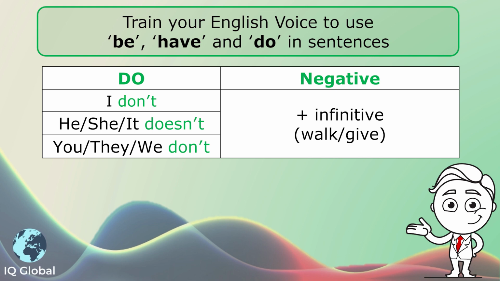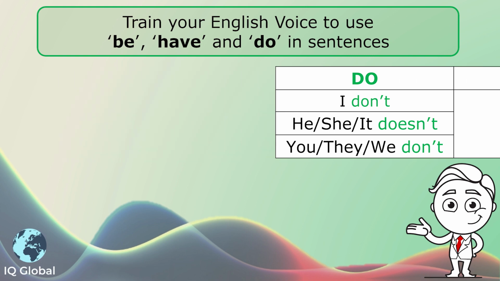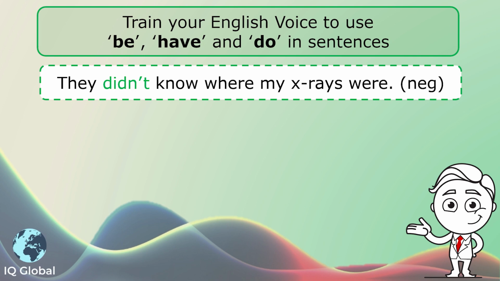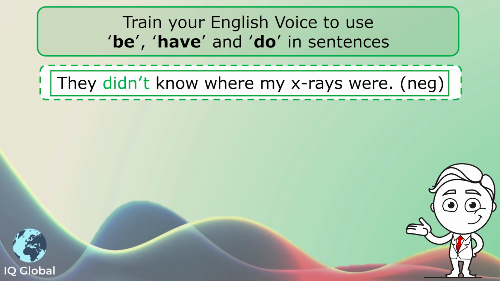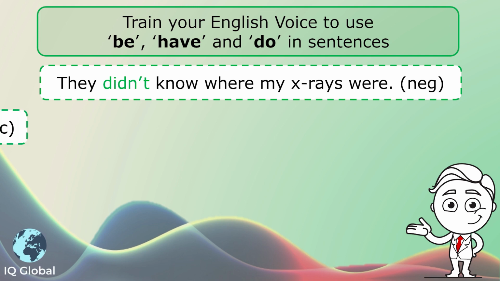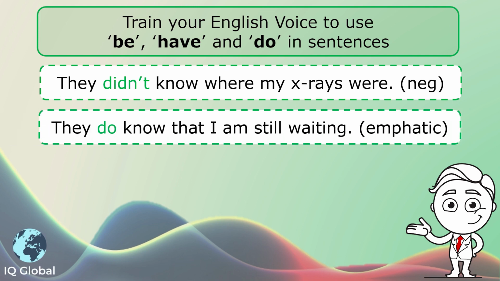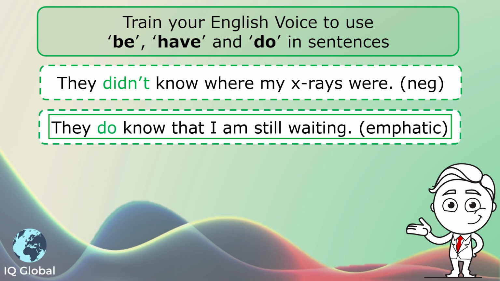The emphatic sentence structure is the same as the negative sentence structure, but do can be in the positive or in the negative. Let's look at some sentence examples. A negative sentence. They didn't know where my x-rays were. An emphatic sentence. They do know that I am still waiting.